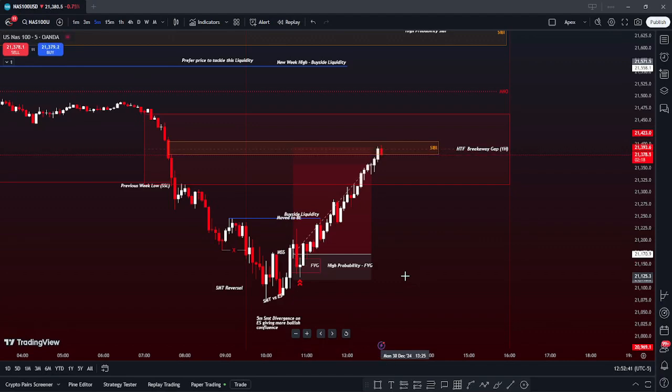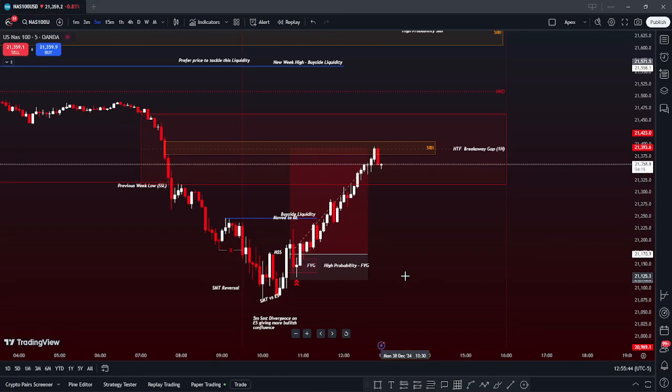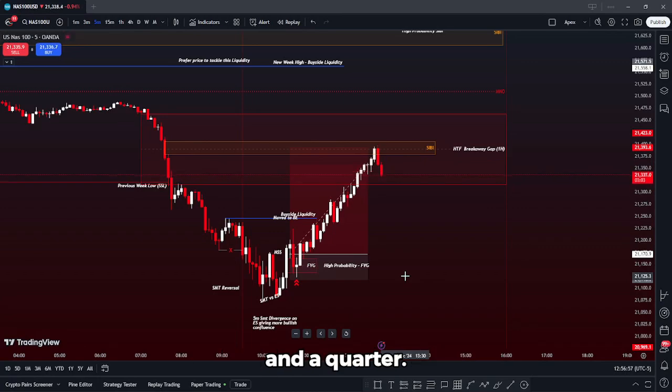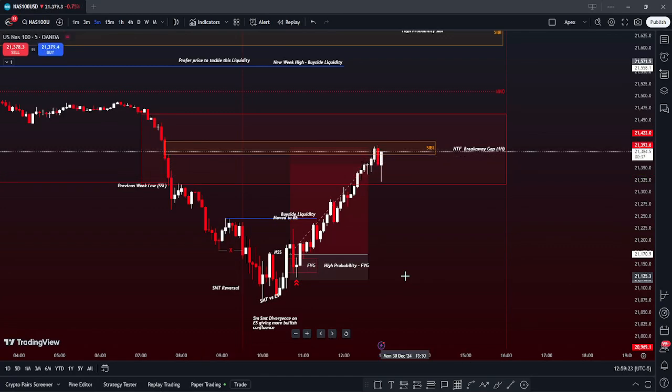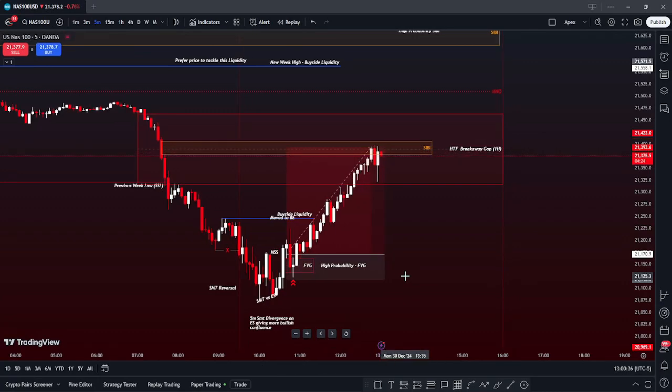Watch that gap at, let's see, what candle was that? 8:40 on your 5-minute chart. See if there's any response after going into the high on the 8:45 candle, high at 39.37 and a quarter. See if there's a response in there. We left relative equal lows at 29 and a quarter. And we have sell side resting just below 39.15 and a quarter.